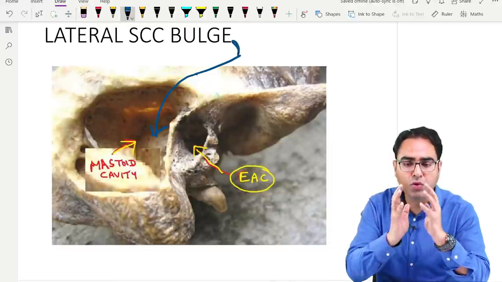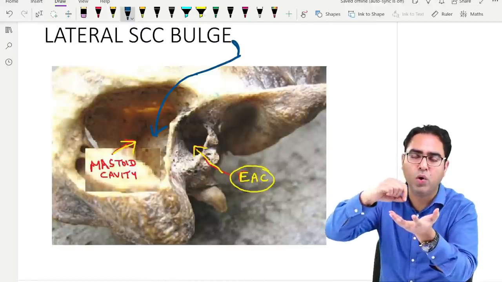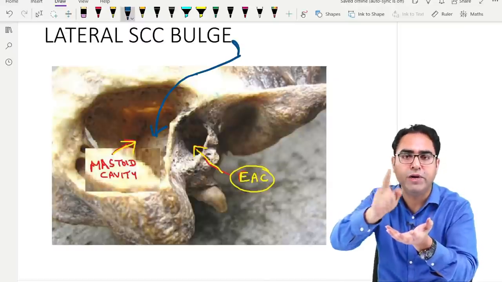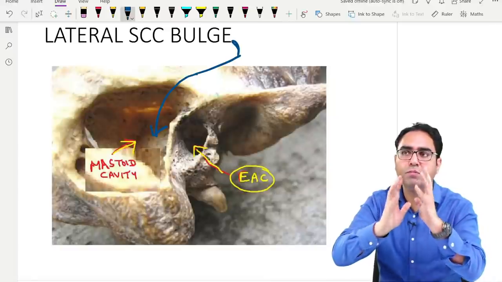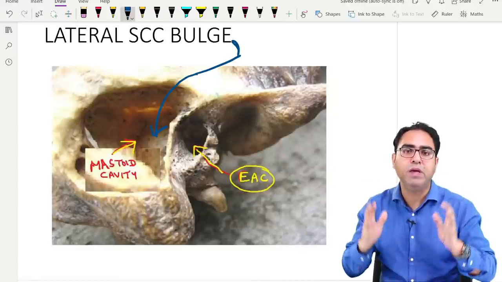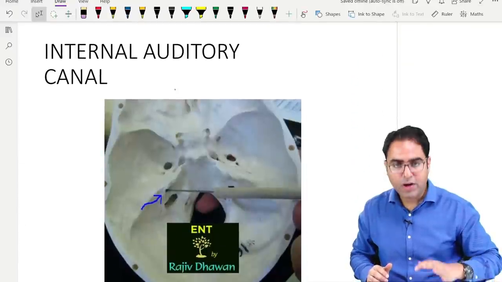So I have got two specimens in mind. That mastoid cavity in the floor, if they show a hole or window, it's the posterior tympanotomy window. But if they mark a bulge in the floor of the mastoid cavity, this bulge indicates the lateral semicircular canal bulge. Okay. One more anatomy question.